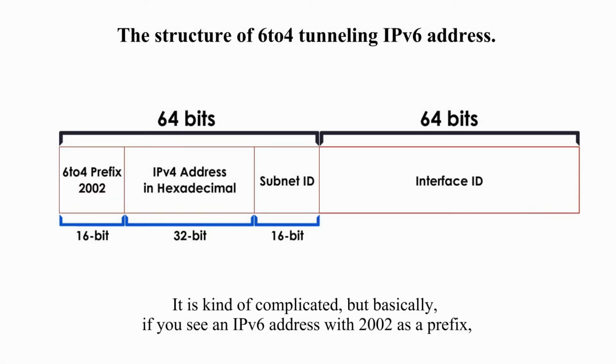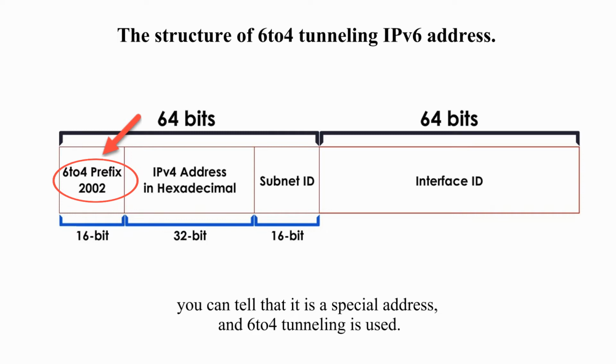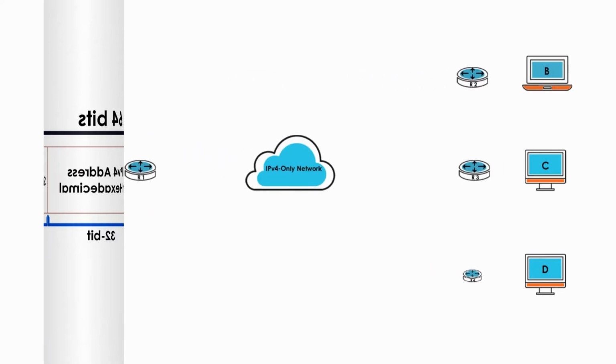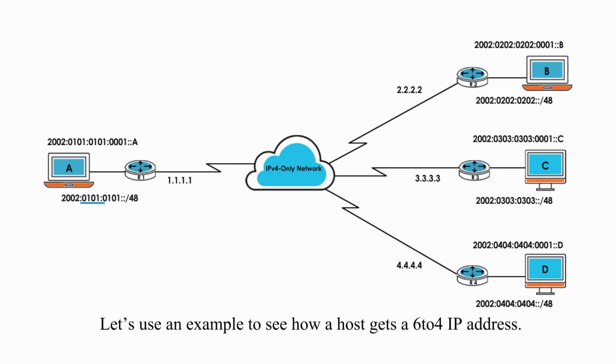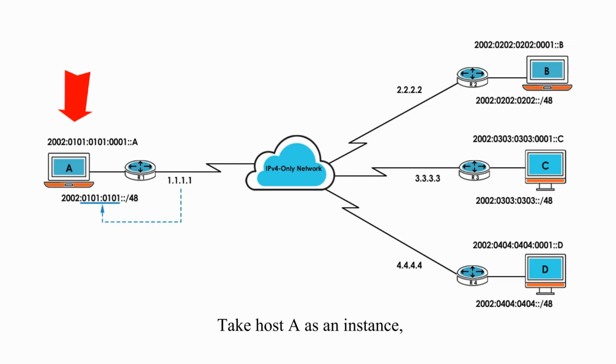It's kind of complicated. But basically, if you see an IPv6 address with 2002 as a prefix, you can tell it is a special address and 6to4 tunneling is used. Let's use an example to see how a host gets a 6to4 IP address. Take host A as an instance.